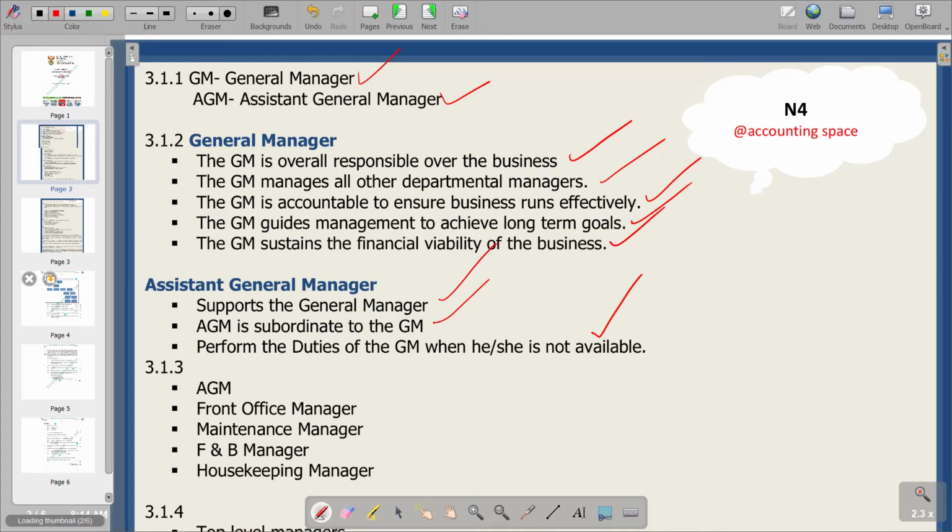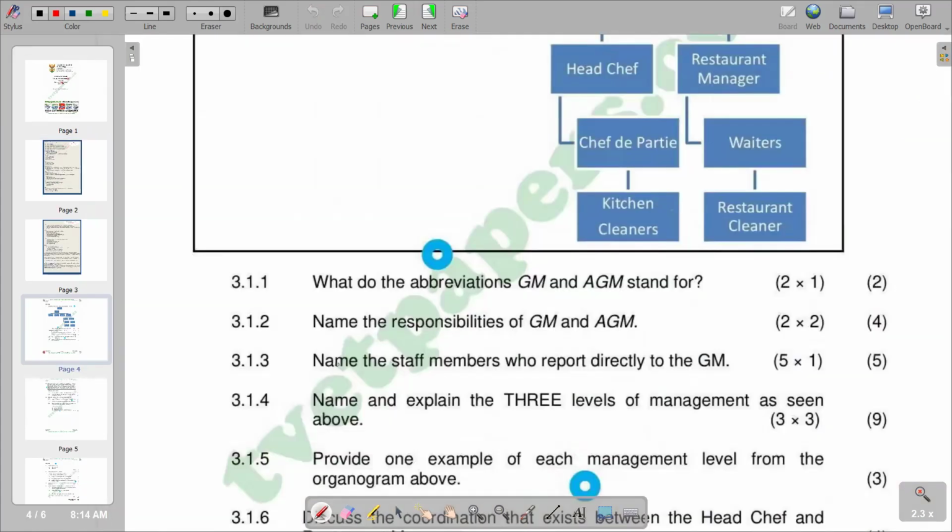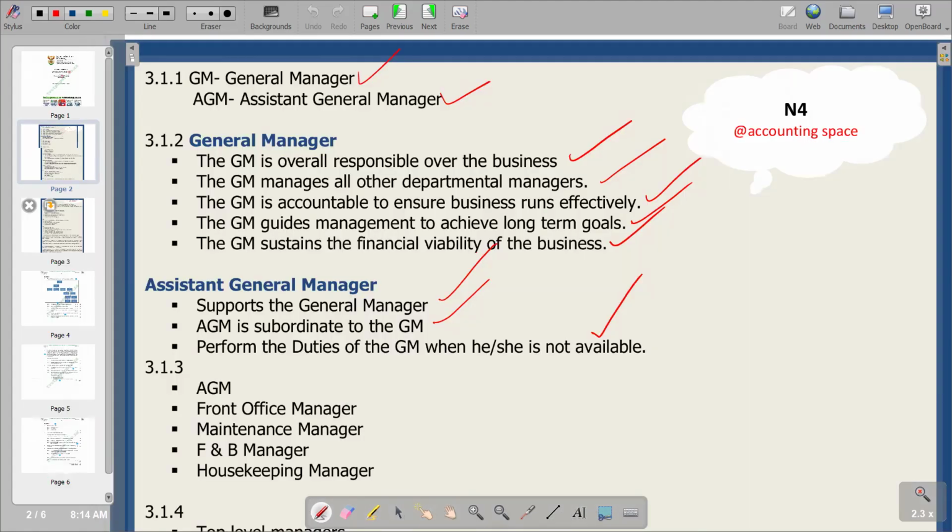Moving on to the next part of our question, we are now at number 3, which is name the staff members who report directly to the GM. We have a list of those workers: the assistant general manager reports directly to the GM, and also the front office manager, the maintenance manager, the F&B manager, and the housekeeping manager. Remember, the F&B manager is the food and beverage manager.